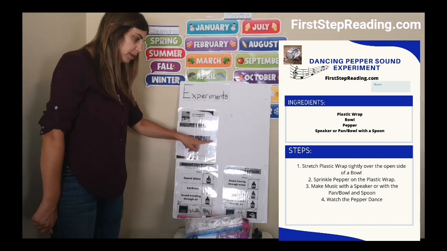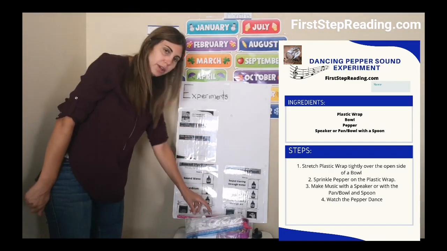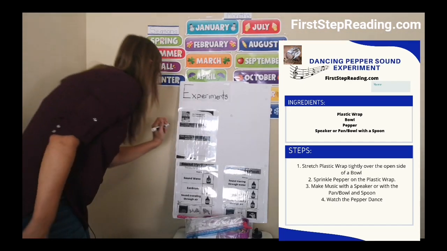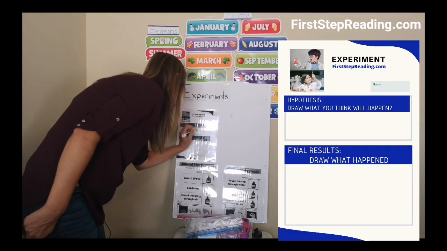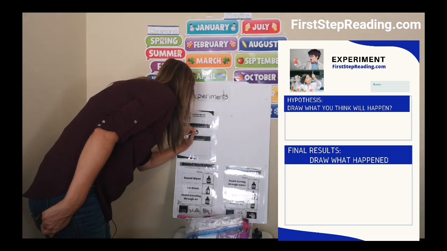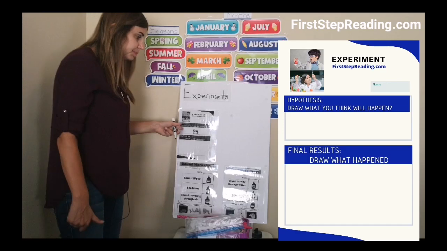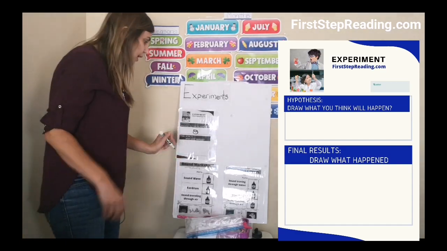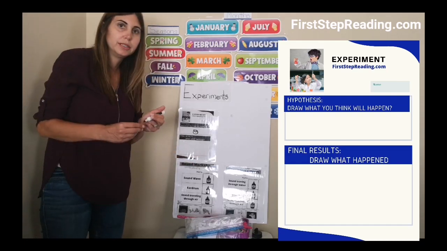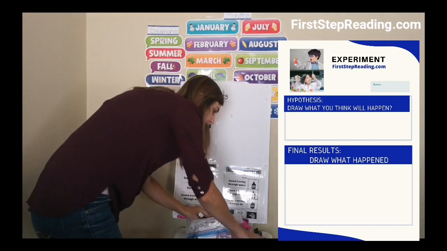And then you will write your results here. So first, what do I think is going to happen? Maybe I think nothing's going to happen. I'm just going to draw my bowl. There's my pepper. Nothing's happening. And then I do my experiment and I write what actually happened. So you can try that at home.